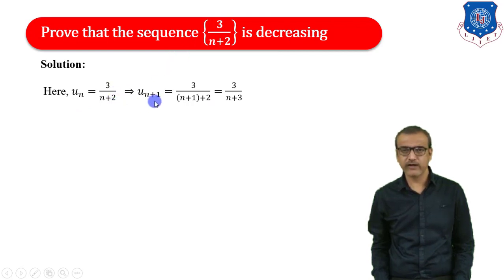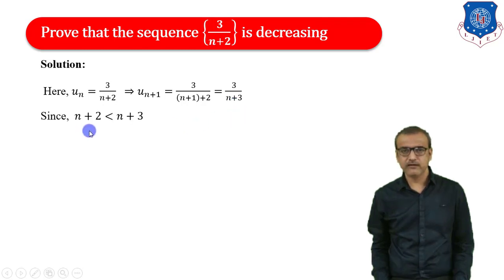So here we will find out Un plus 1. To find Un plus 1, we will just replace n by n plus 1. So we have Un plus 1 equals to 3 upon n plus 1 plus 2. So this is equal to 3 upon n plus 3. So this is Un plus 1.